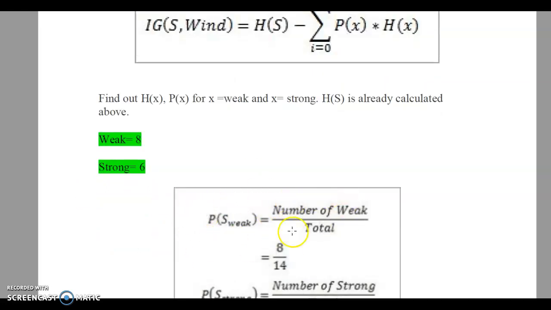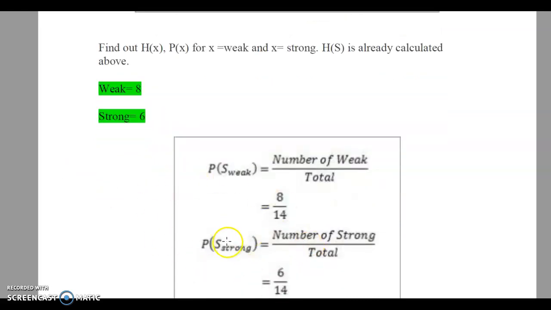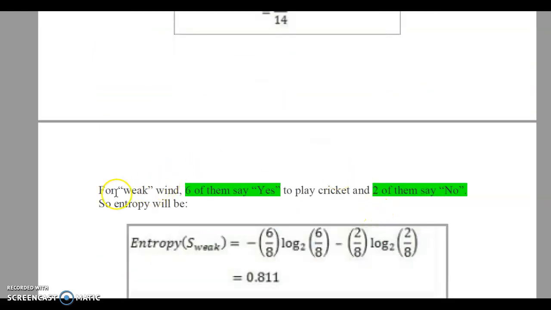Then the probability of sample weak is equal to the number of weak divided by total. The number of weak is 8 by 14, and the total is 14. The probability of strong is the number of strong divided by total, which is 6 by 14. Therefore, weak is equal to windy.